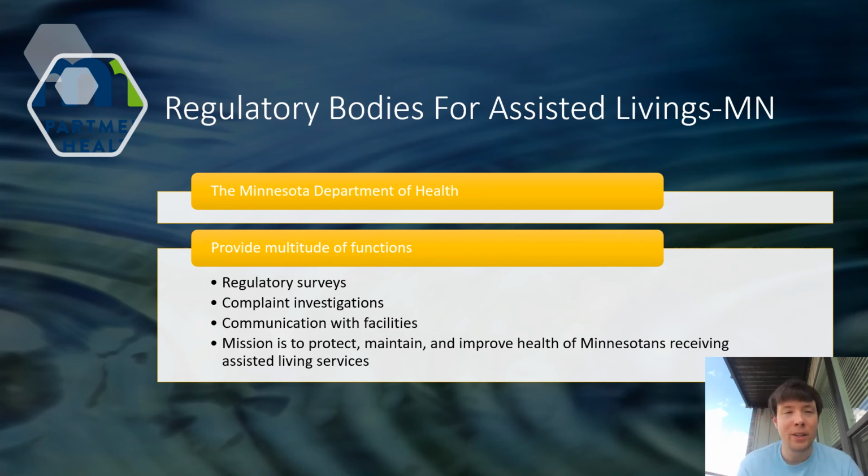Regulatory bodies. The assisted living setting in Minnesota must respond to one main regulatory body, and that's the Minnesota Department of Health. In skilled nursing, CMS regulates Medicare dollars, which governs that body. In assisted living, the Department of Health completes regulatory surveys at least every 24 months, and complaint investigations that might be submitted by residents, family members, or even the facility. They update facilities with new regulations as they occur. The mission, as they state, is to protect, maintain, and improve the health of Minnesotans receiving assisted living settings. That's by the Minnesota Department of Health.